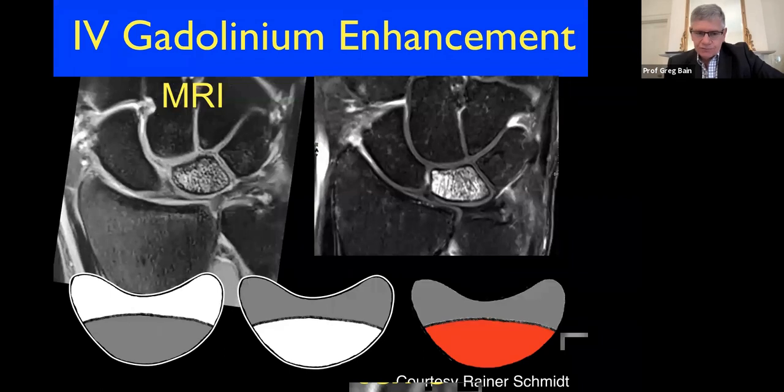Sorry, I'll just go to this first. So this is Rainer Schmidt's work on intravenous gadolinium enhancement. What he's done is take a normal MRI, and then give an intravenous injection of gadolinium. And then you can see how this lights up, demonstrating that there is perfusion of the lunate. And this is his classification, demonstrating whether there's perfusion or whether there's necrosis.